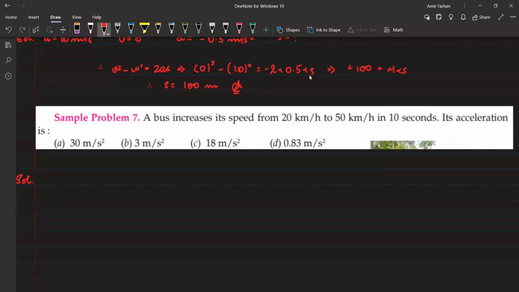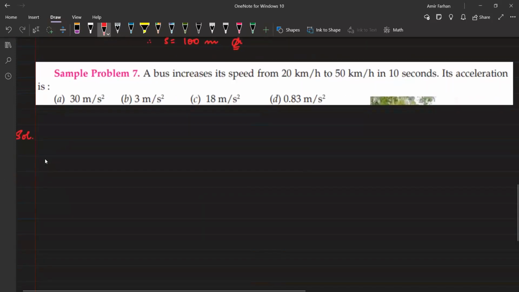Chalo, theek hai. Let's solve it together. I got one more answer by Anam, that's correct. Okay, everyone, so that's good. So this question is saying that a bus increases its speed from 20 kilometer per hour to 50 kilometer per hour. So initial velocity u is 20 kilometer per hour. To convert this into meters per second, I will multiply by 5 by 18, so that is 50 by 9 meter per second.